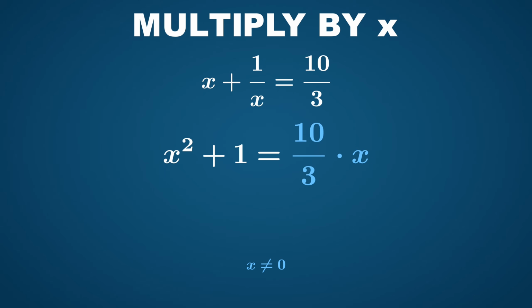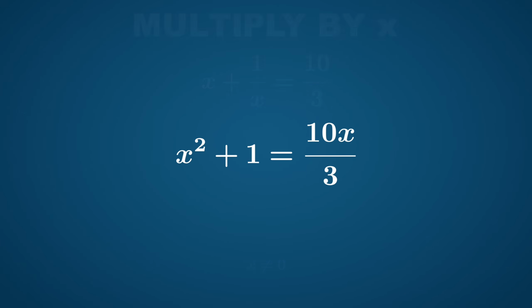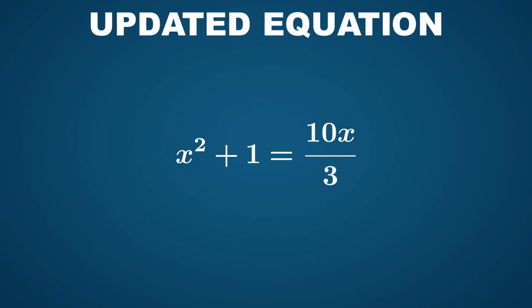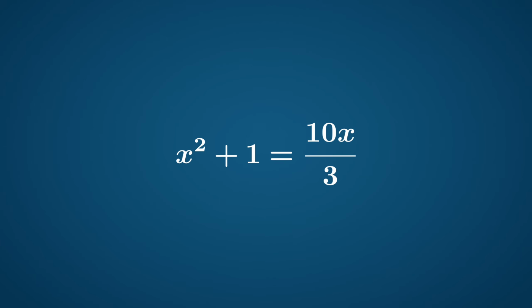Now we must move over and multiply the right side of the equation by x. The right side is currently the fraction 10 divided by 3. Multiplying 10 over 3 by x gives us the new term 10x over 3. Let us clearly write down the newly updated equation. We now have x squared plus 1 equals 10x divided by 3. The variable x is thankfully no longer sitting in the denominator anywhere.